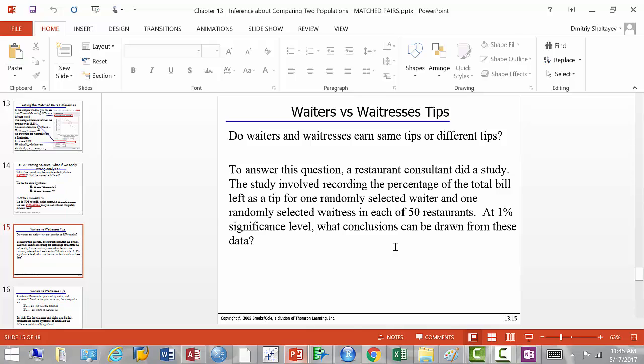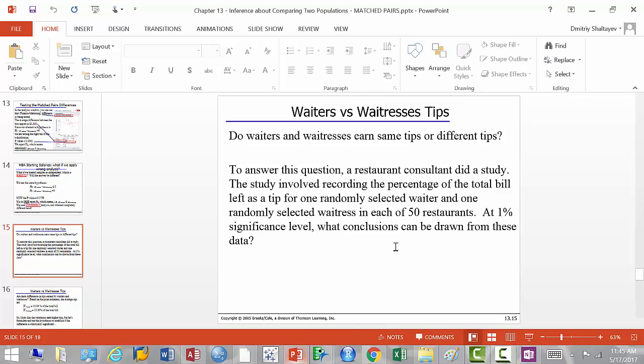But it could be that people leave behind different amounts of tips for men and women. If you had to guess, who would earn more money in terms of tips, males or females? If you had to purely take a guess.